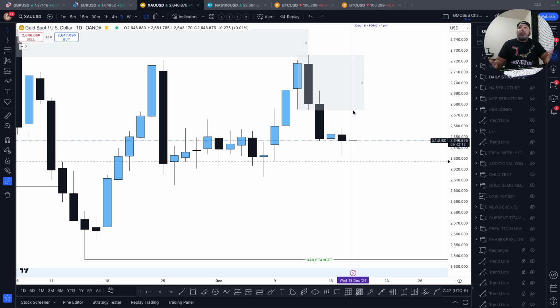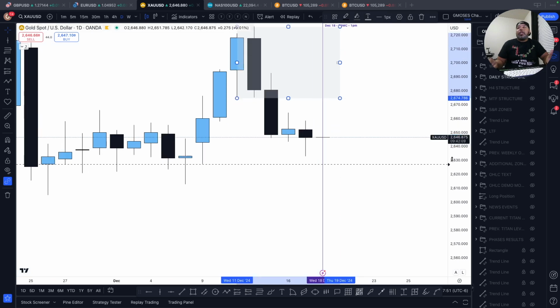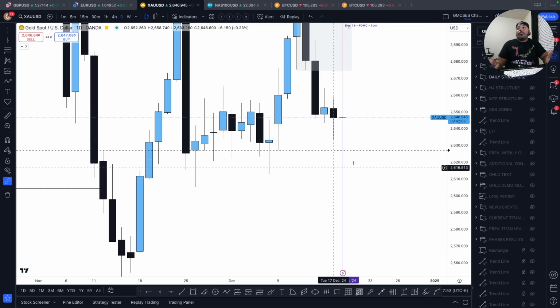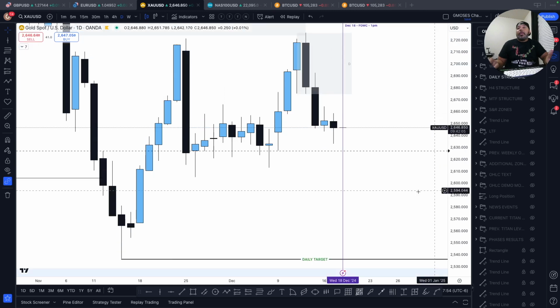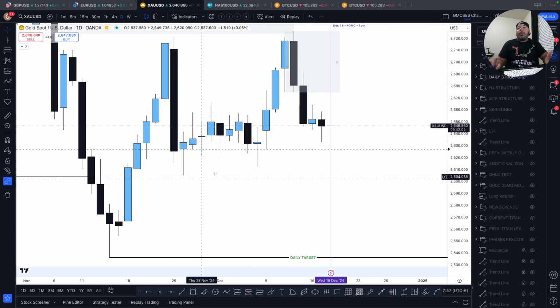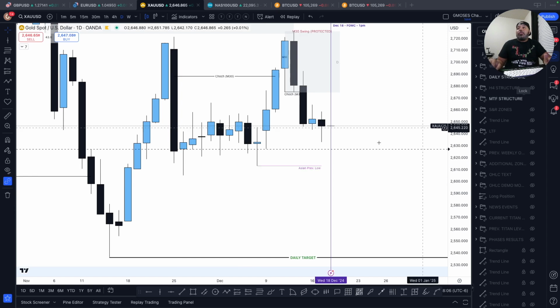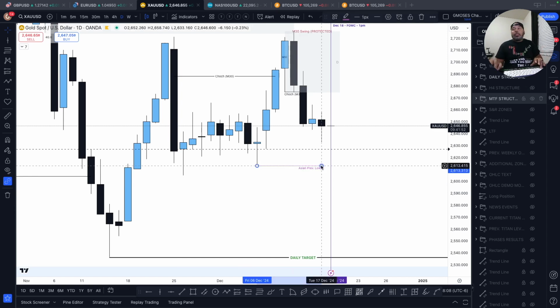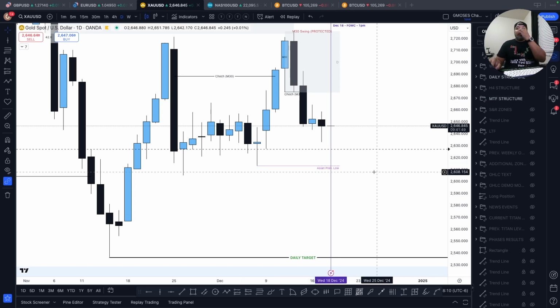Liquidity can still come up and tap into this daily demand here, but I'm looking for price to pretty much drop. We have some immediate liquidity in this area right here that I'm looking for price to take out. Price hasn't taken this out, and if I'm not mistaken, there's an old Asia low in this area as well that I'm looking for price to take out as well.